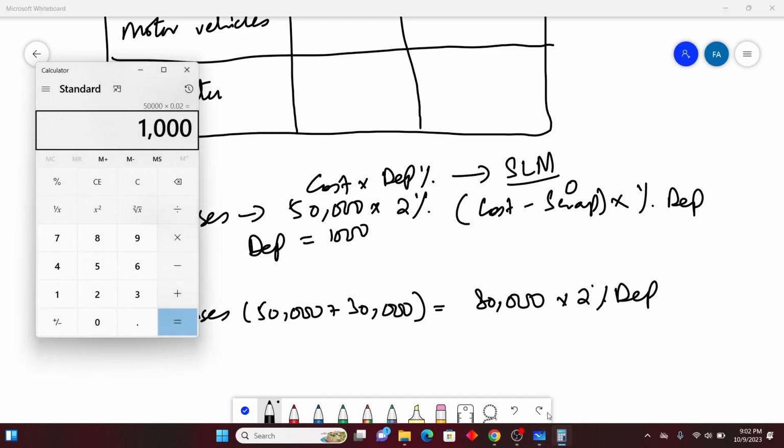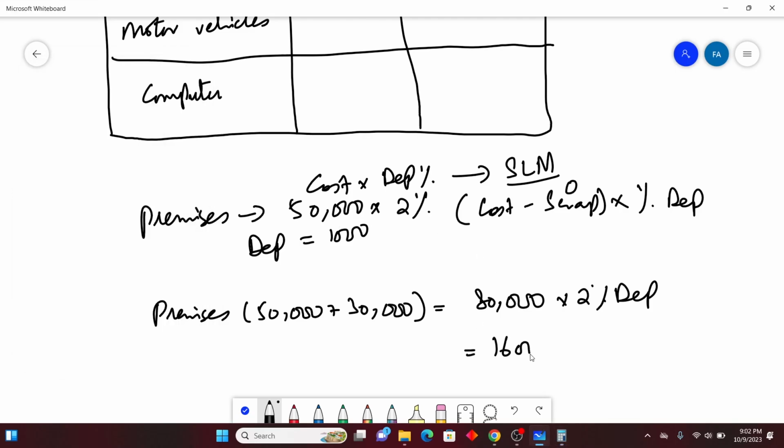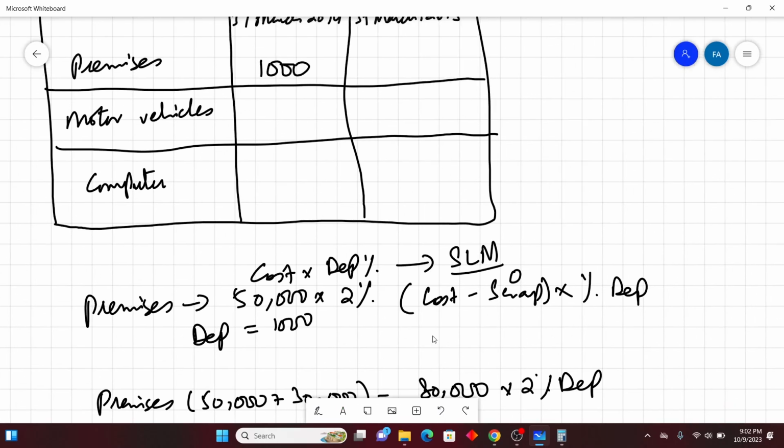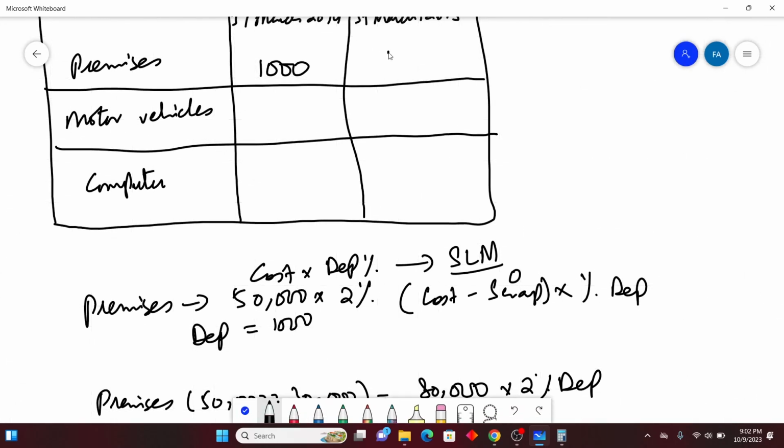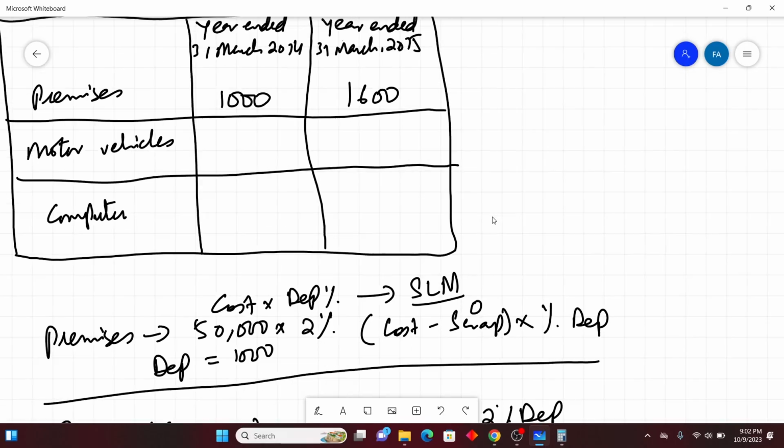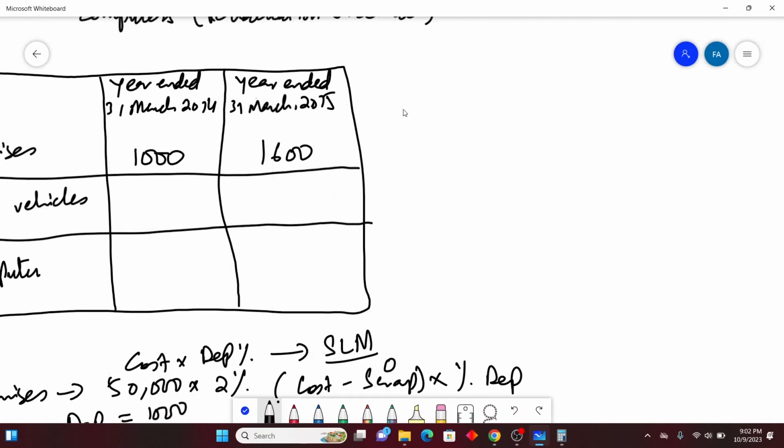So let's see what is the depreciation in this year. So 80,000 multiplied by 0.02, which will give me an answer of 1,600. So this year the depreciation has increased to 1,600. Okay. So I'll write it down 1,600 over here. I hope you understood this thing. These two things have already been done. So motor vehicle is something which students do find difficult.